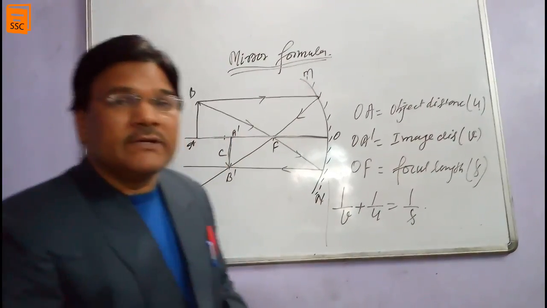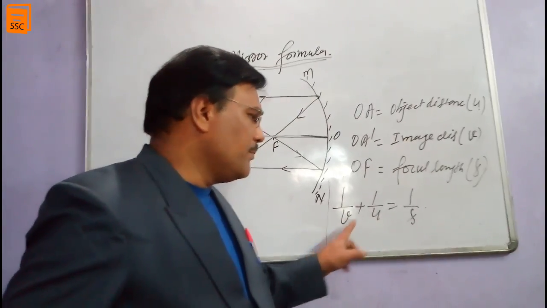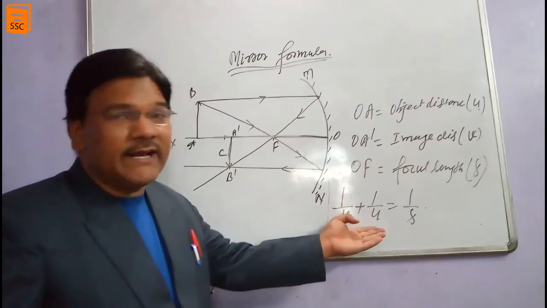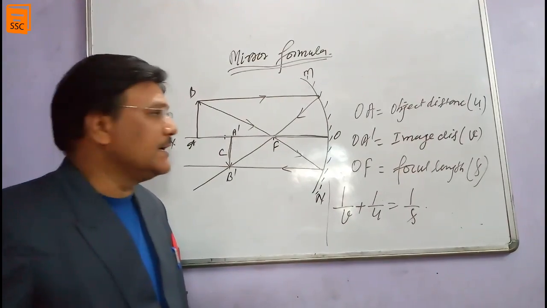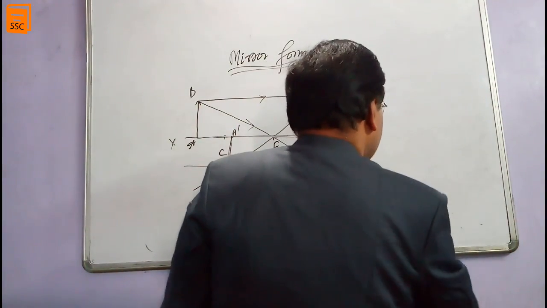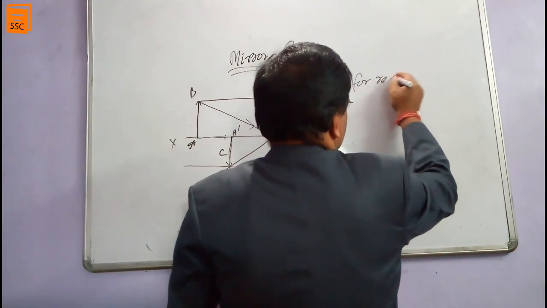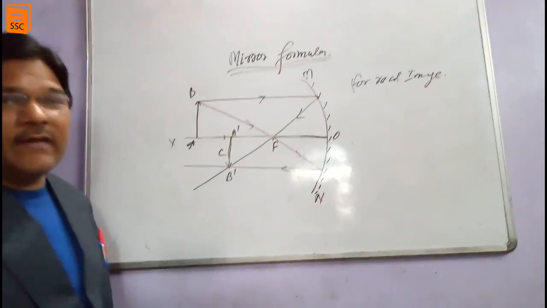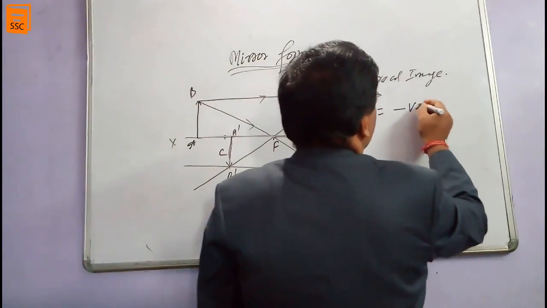On the basis of the mirror formula, we should consider the proper sign of U, the proper sign of V, and the proper sign of F. What is meant by proper sign? Proper sign means U, V or F is either negative or positive. You should consider that. So we have a clue for that: for a real image, what does it mean? In a concave mirror, if the image formed is real, U is always negative.